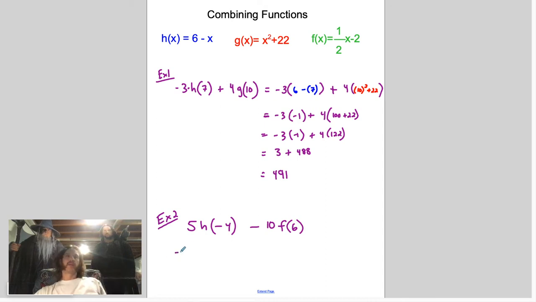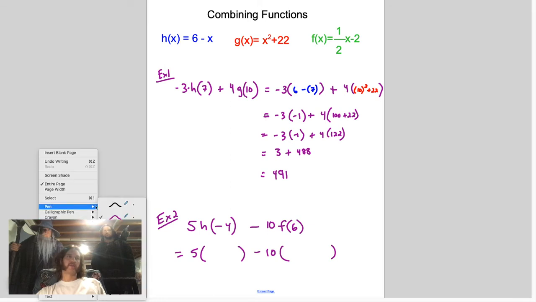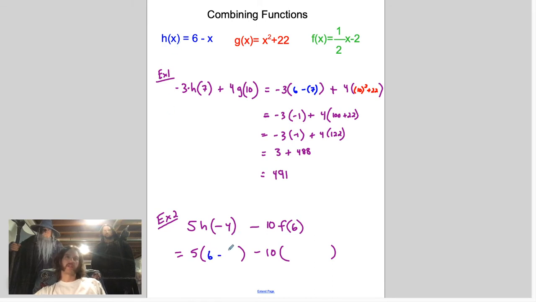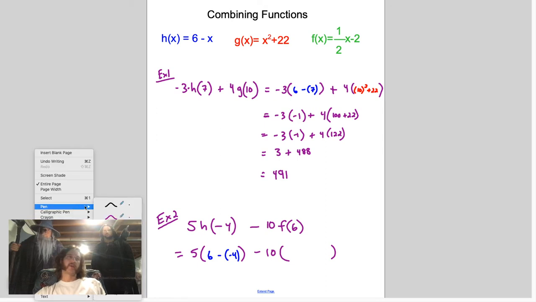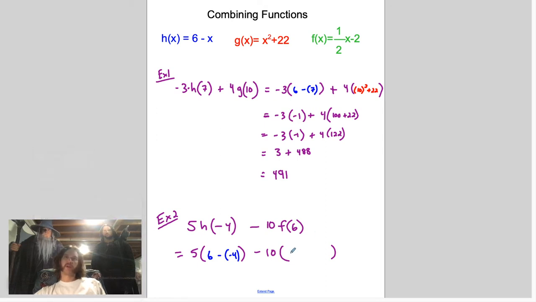All right, so you should have tried it. So we're going to do the big reveal here. 5 times some number, minus 10 times some number. We don't know what they are. Now I'm going to send these off to those functions. It goes off to the blue one because it says h, right? So we're going to do 6 minus -4. And then over here, we're going to send that off to f, which is the green one, which is 1/2 times 6 minus 2.